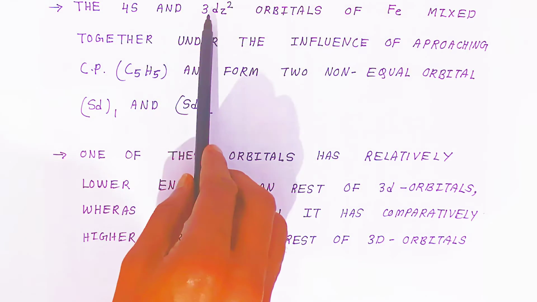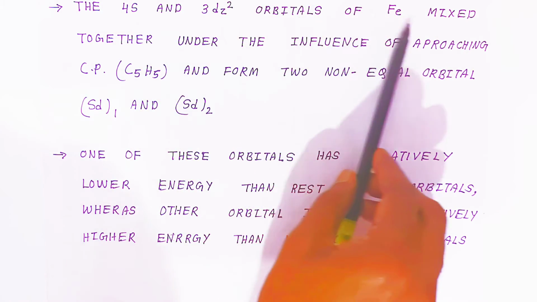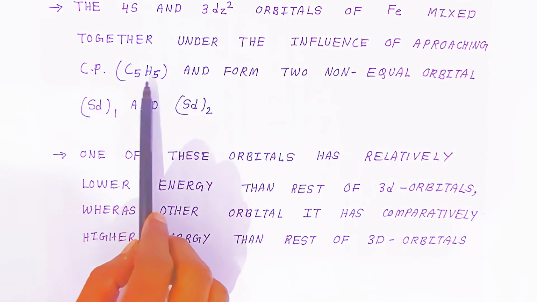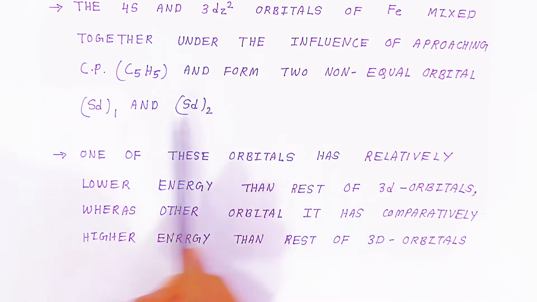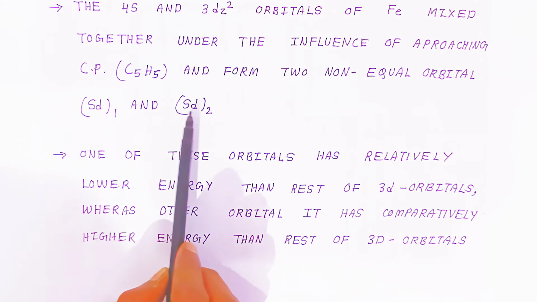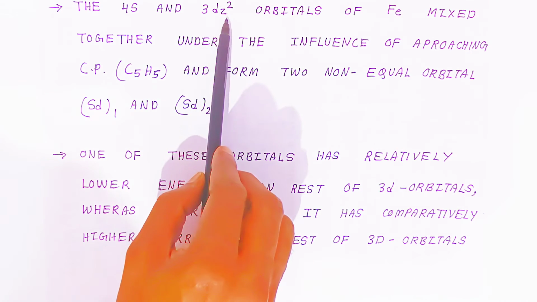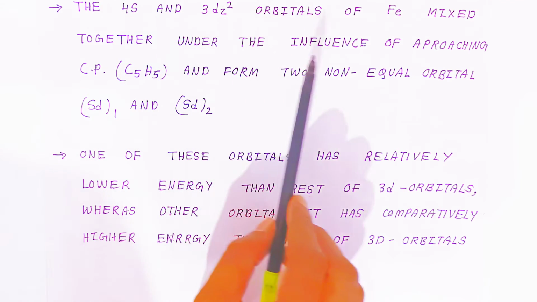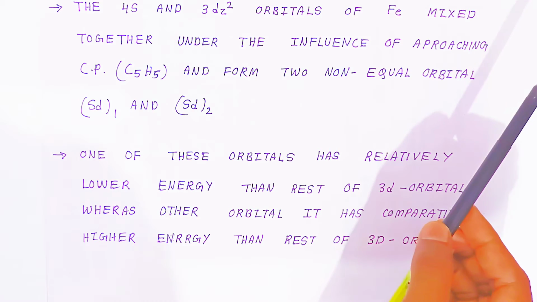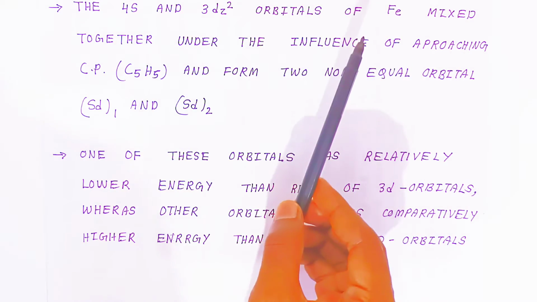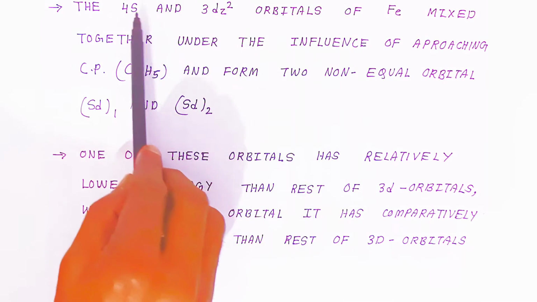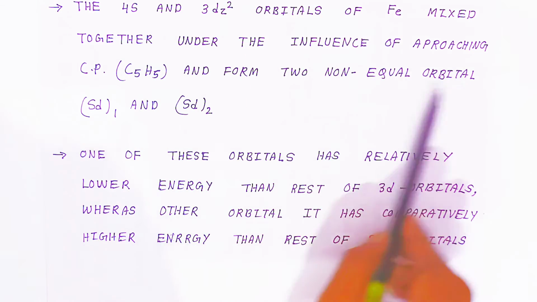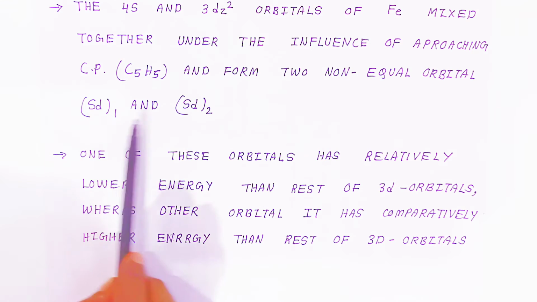The 4s and 3d z square orbitals of iron mix together under the influence of the approaching cyclopentadienyl ring and form two non-equal orbitals, that is sd1 and sd2. Understanding, because the d orbital and s orbital of iron are mixing. As the cyclopentadienyl ring approaches toward the metal atom of iron, these two atomic orbitals will mix and form the non-equal orbitals, called sd1 and sd2.